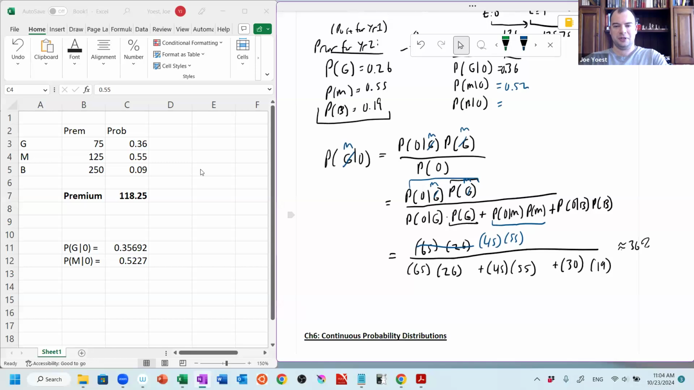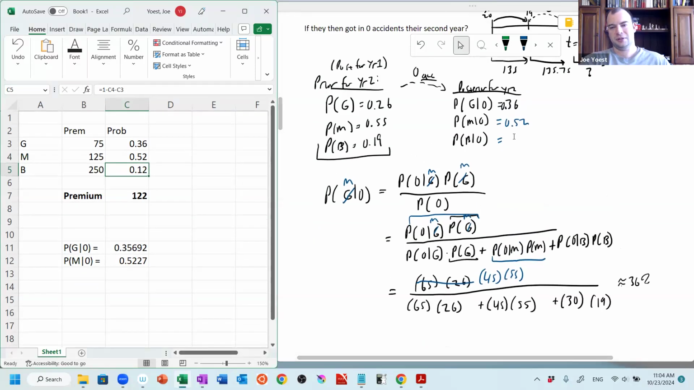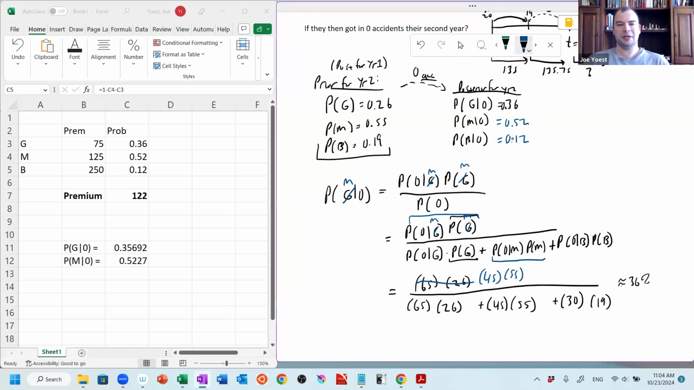So 0.36 for the good driver, 0.52 for the moderate driver, and subtracting from 1 gives me about 0.12 updated probability of being a bad driver. So like I expected, my chance of being a good driver went up a decent bit from this good year of driving. My probability of being a bad driver went down a decent bit from getting in no accidents that year.